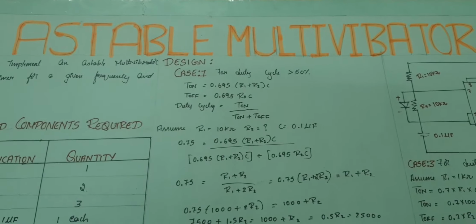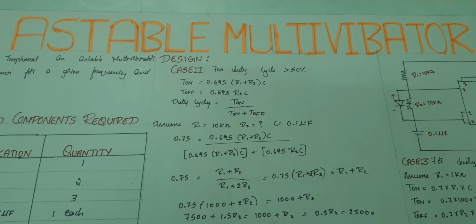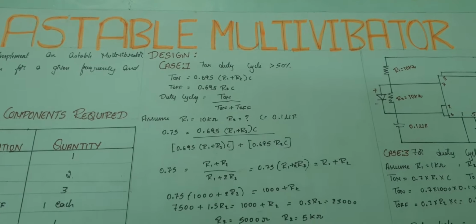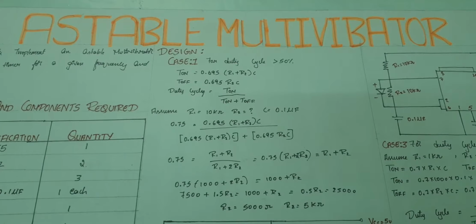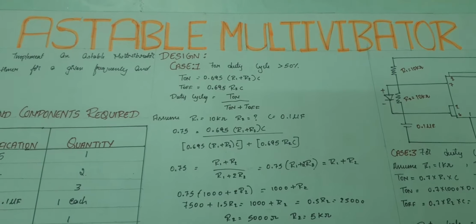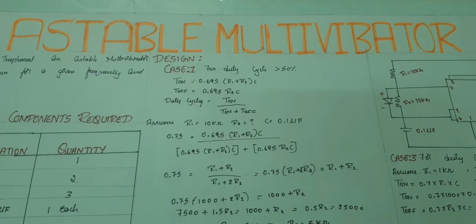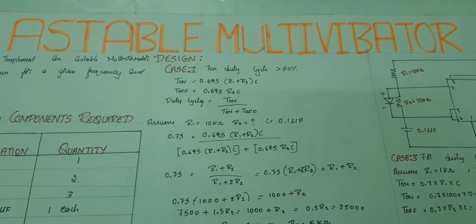Hello all, in this particular video we'll be learning about the concept of astable multivibrator. So to begin with the experiment, this is your analog experiment, which is present in part A of your syllabus. Astable multivibrator is an electronic circuit which does not reside stable at any phase. Either at the zero state or at the one state, it will not be stable, which is called an astable multivibrator.